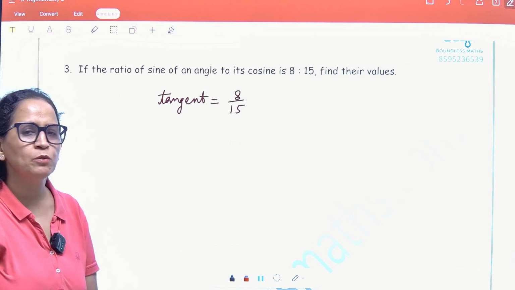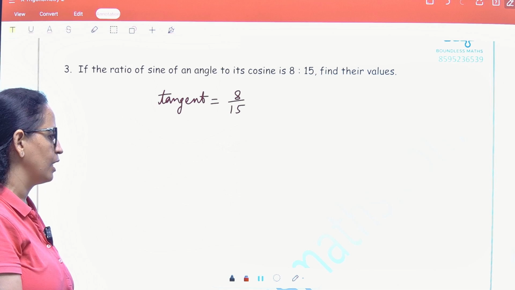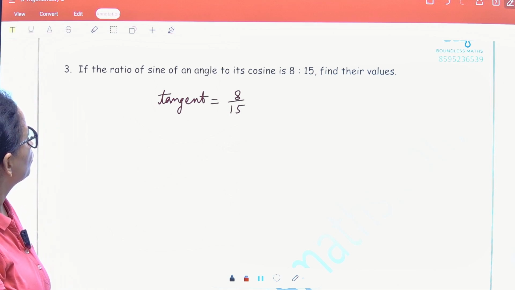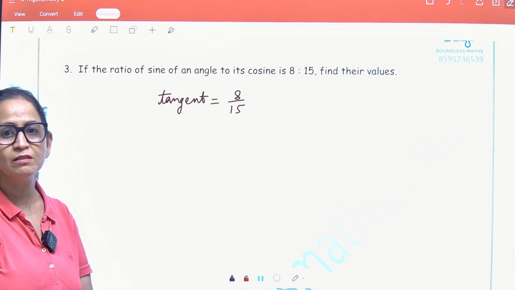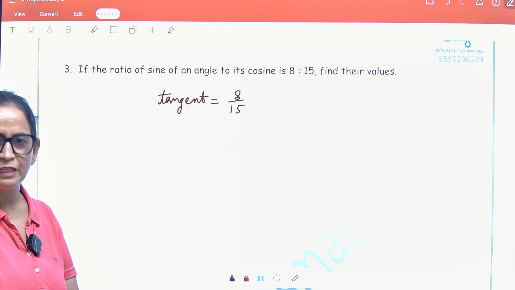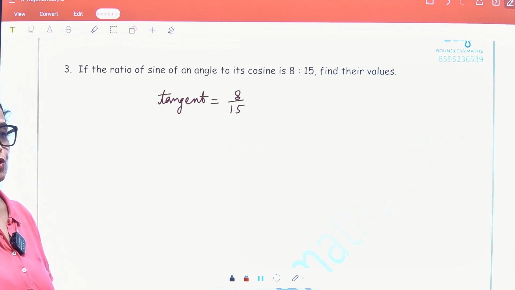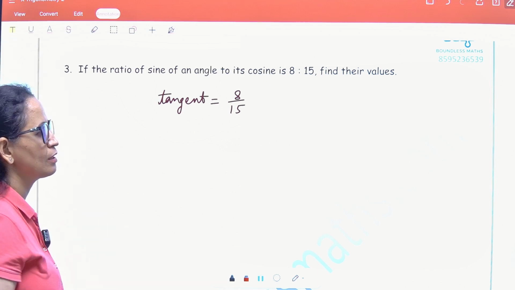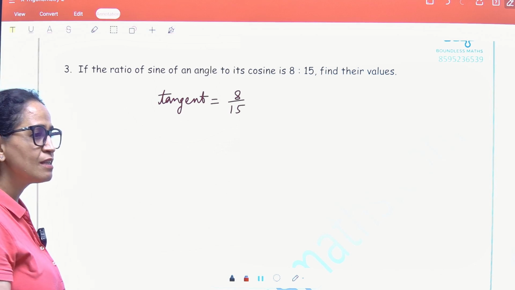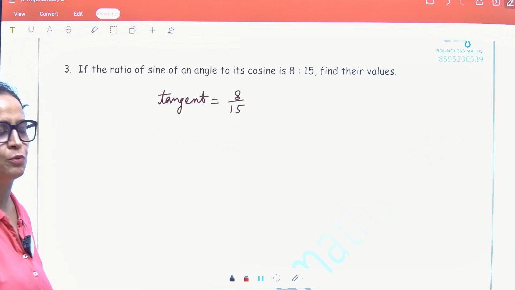Yes, definitely you can draw a right angle triangle, find the third side, missing side, and then you can find the value of sine and cos easily, right? But let's look at a different thing. We have learned the identities also, we have learned so many relations between the ratios also. So now let's solve this question using a different approach, and this approach is much faster and easier once you get into the hang of it.